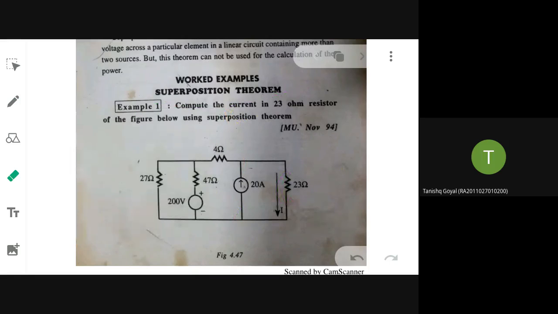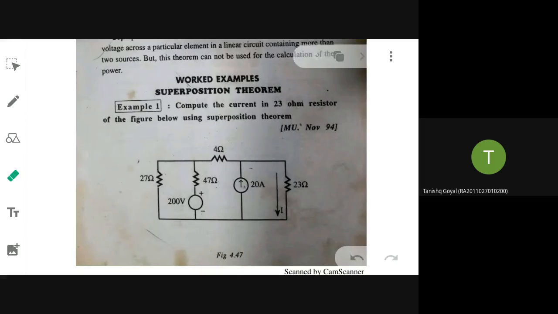You know the general meaning of superposition. What is the general meaning of superposition? Superposition means combining or summing.